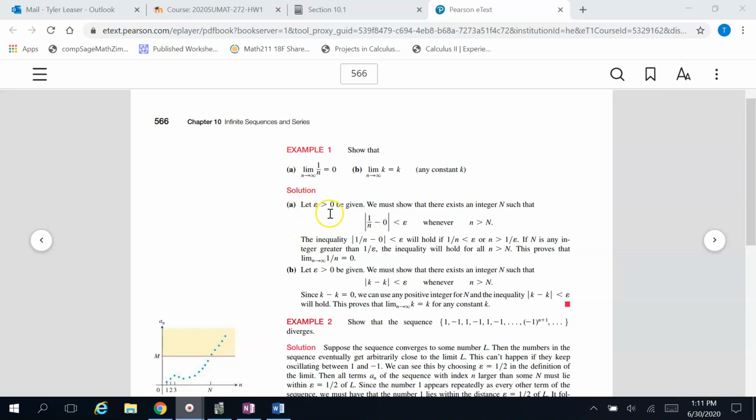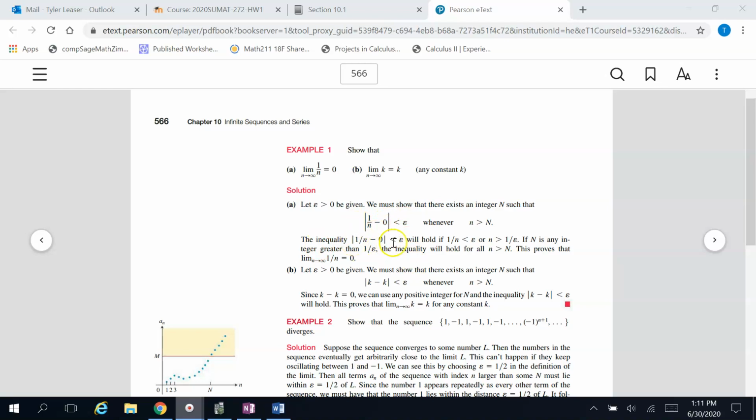So let epsilon be greater than 0 be given. All right, so it's just some tiny number just slightly bigger than 0. We must show that there exists an integer N such that, and this is just plugging stuff in, the absolute value of the sequence minus the limit is less than epsilon whenever n is greater than N. This is very common when you're writing out proofs, is to just go ahead and state what you're trying to do. This is what we are trying to do. We're trying to show that this is true. So we're just going to start here and work our way backwards.